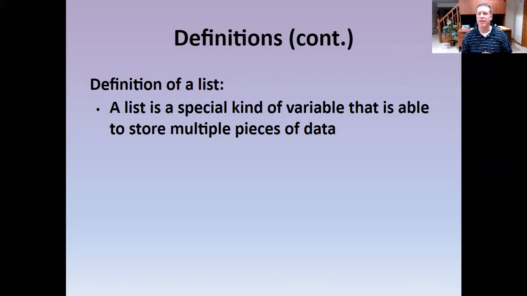Lists aren't like that. Lists are able to hold multiple pieces of data. So I could have a 1 and a 2 and a 3 and a true and a false. So I could put all of that data into my list and it would be just fine, right?